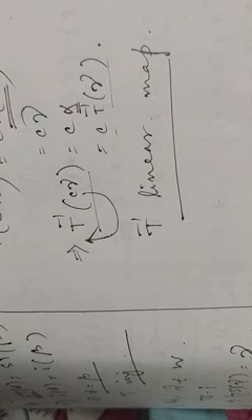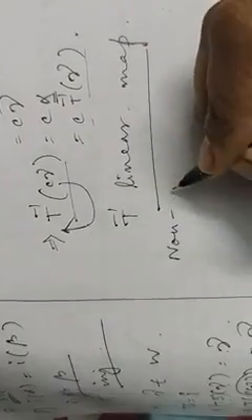The linear mapping T is said to be non-singular if it is invertible. That means if a question comes like prove that a given mapping T is non-singular, then what you have to prove is that it is invertible. That means if you can prove that it is bijective, then the problem will be done. Bijective means invertible, and that means it is non-singular.